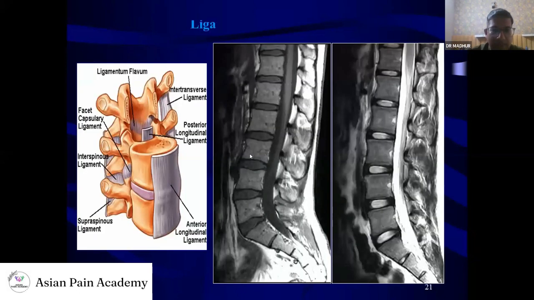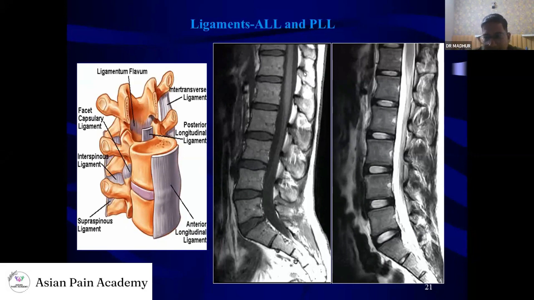Coming to the ligaments, this is a schematic diagram as I have already discussed. This is the anterior longitudinal ligament. Because of this, there is a concavity in the anterior aspect of the vertebral body. When it gets thickened, there will be squaring of the vertebra, commonly seen in ankylosing spondylitis. Posteriorly, we can see this is the posterior longitudinal ligament. Usually in cervical spine, we see OPLL, ossified, thickened posterior longitudinal ligament, which is not commonly seen in LS spine.